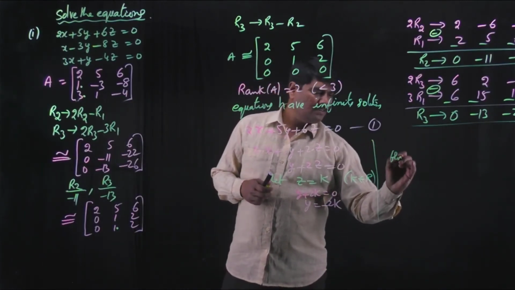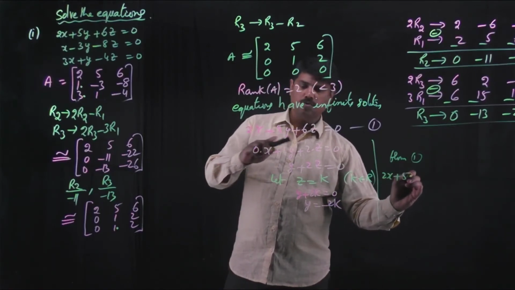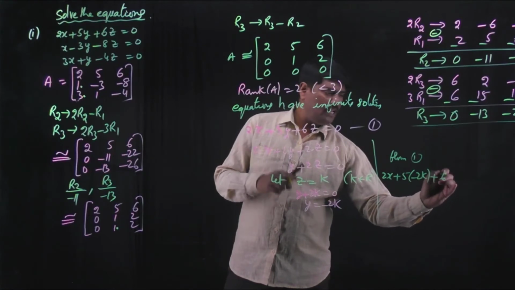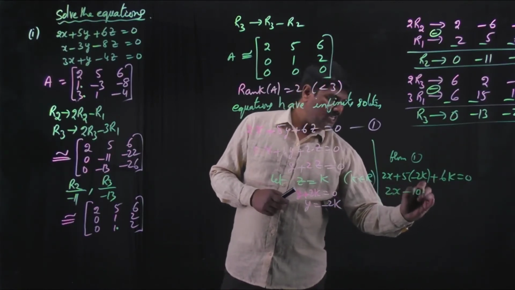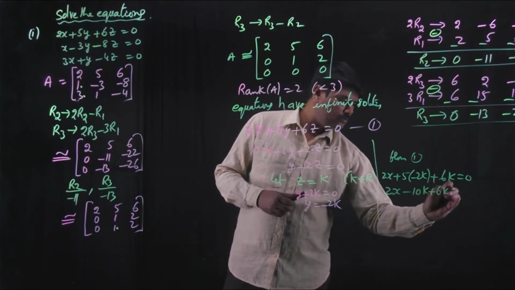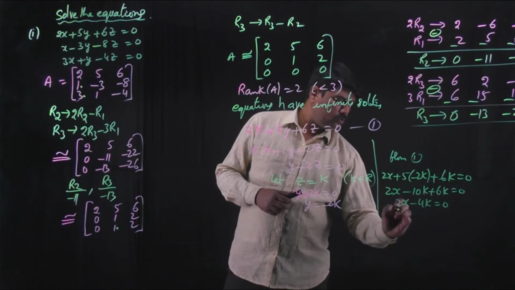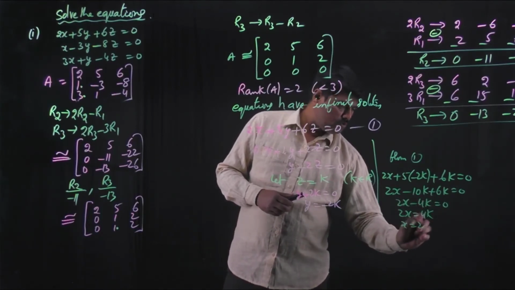From 1, 2x plus 5 into y value minus 2k plus 6 into z value k is equal to 0. 2x minus 10k plus 6k is equal to 0. 2x minus 4k is equal to 0. 2x is equal to 4k. x is equal to 2k.